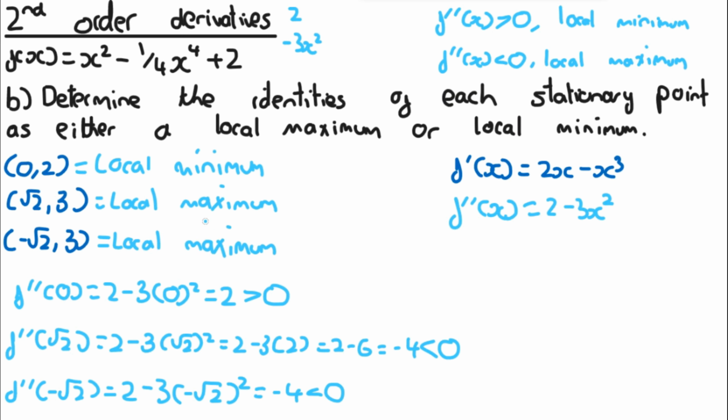So I know this isn't part of the question, but if we needed to sketch the quartic, we can kind of predict what it's going to look like now, with minus root 2 being a local maximum, root 2 being a local maximum, and 0 being a local minimum, where it's going to look something like this.